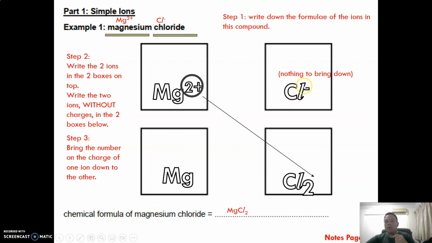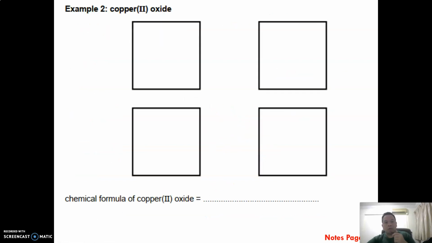If there is a number here for the anion, for example, it's an O2 minus, then you're also going to have to bring down the number. We'll see an example like this later. Okay, second example, copper 2 oxide.